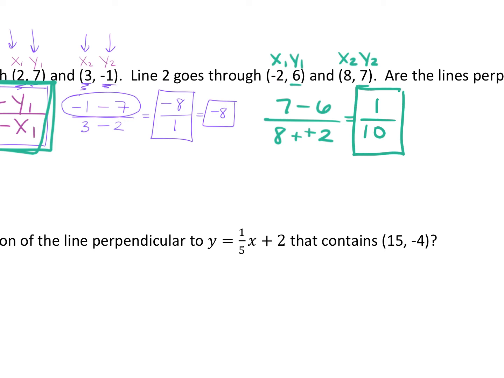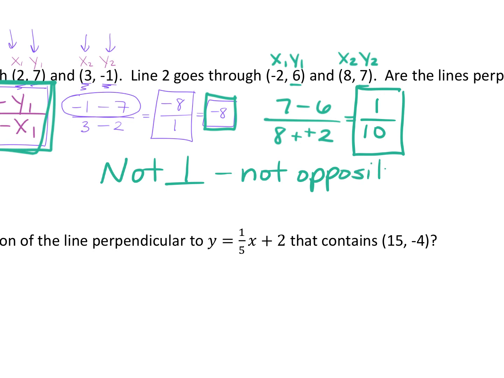Can you reduce 1/10? No. So here's your two slopes. A negative 8 and a positive 1/10. Would you say those lines are perpendicular? No. Why not? Because they're not opposite reciprocals. So we would say not perpendicular because they are not opposite reciprocals.